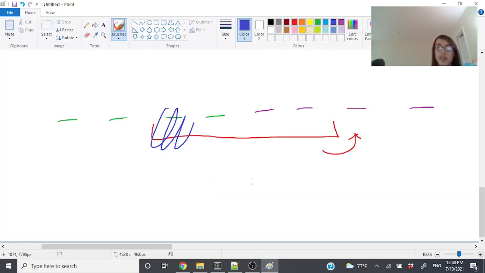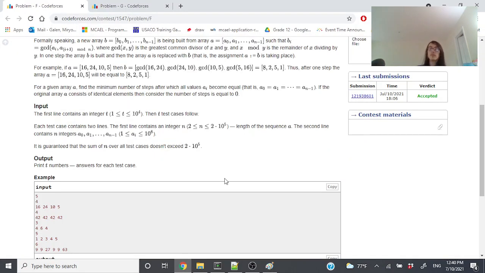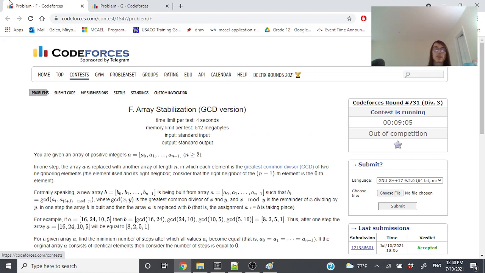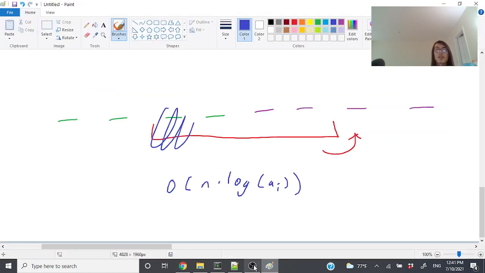Because two pointers is linear, and this is a log from the GCD, you get O of n log. I think it can be made to work in that complexity. I think you can, you can probably force it to be in that complexity. Maybe it's better, but it'd be like n times log of a_i in this case. So yeah, that would work. A lot of things would work.